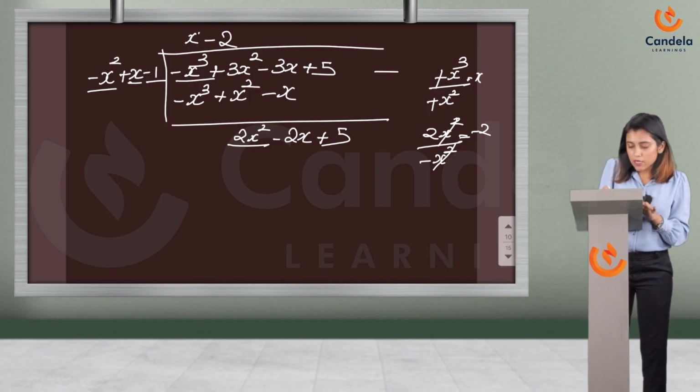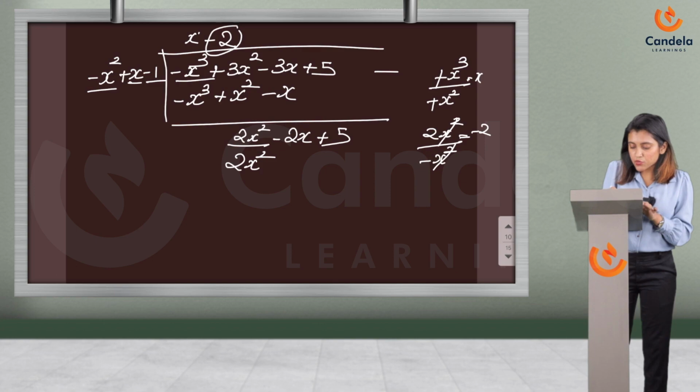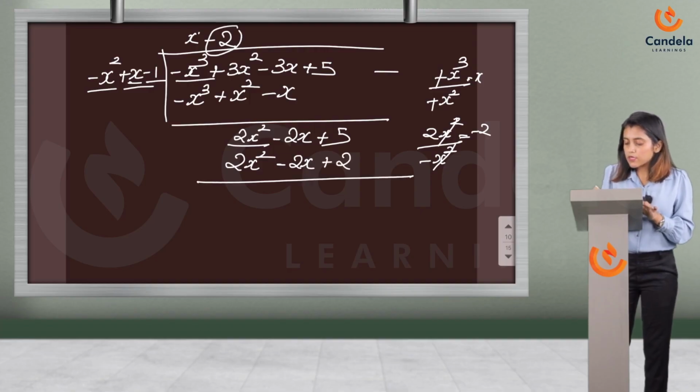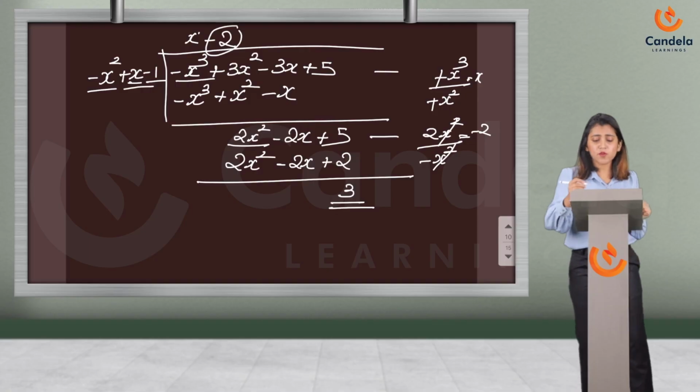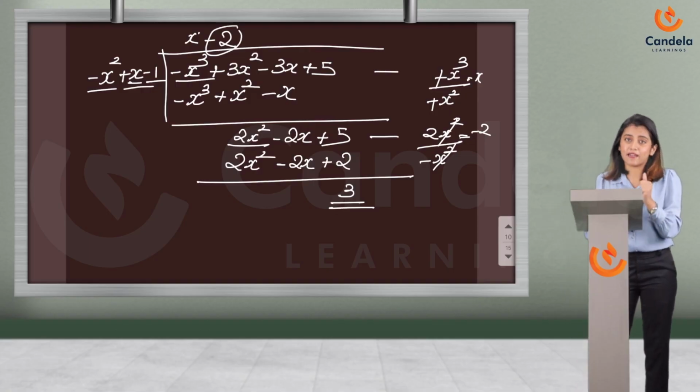Then the step is multiplying minus 2 with the divisor. We get minus 2 into minus x square, which is 2x square, then minus 2 into x, which is minus 2x, then minus 2 into minus 1, which is plus 2. Then subtracting, we get 5 minus 2, only 3 is left, and that is the remainder here. And also we have to verify the division algorithm.